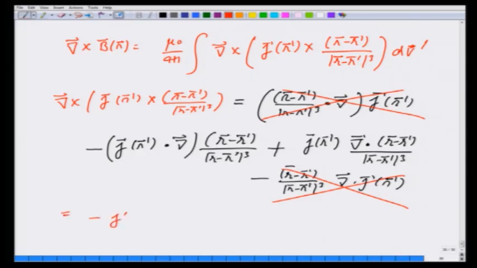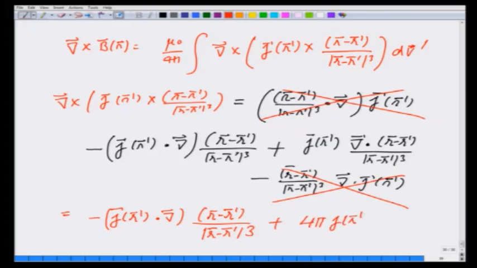minus j of r prime dot del of r minus r prime over r minus r prime cubed plus 4 pi j of r prime delta of r minus r prime.